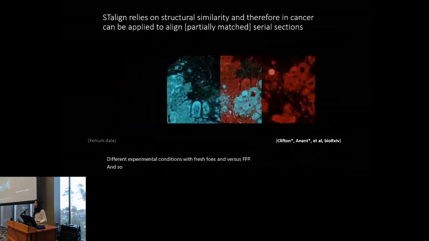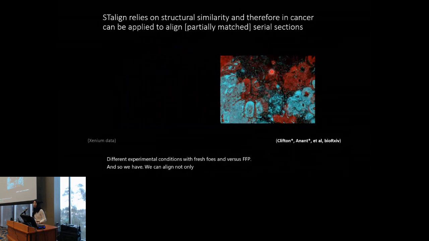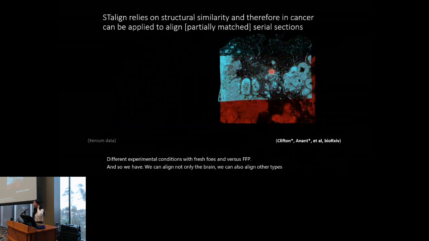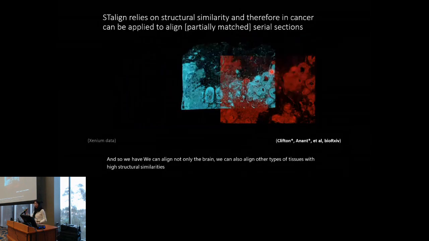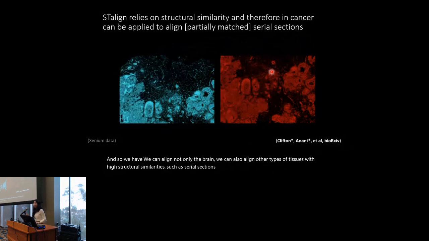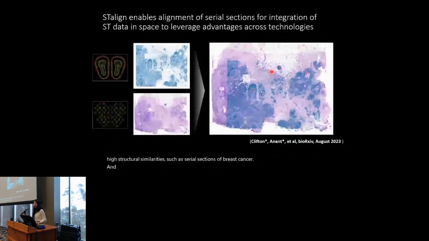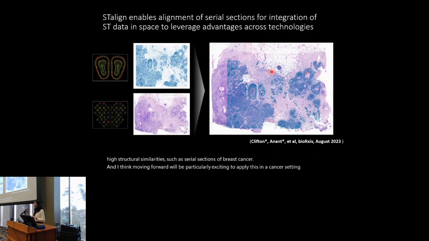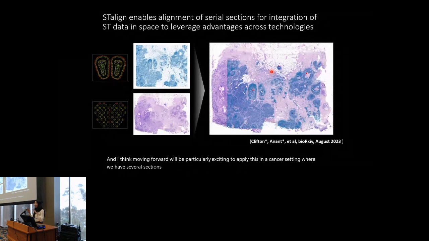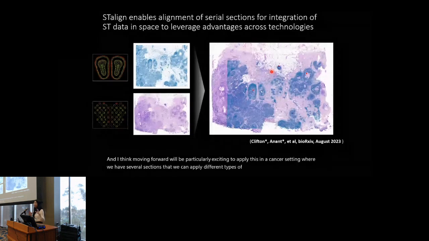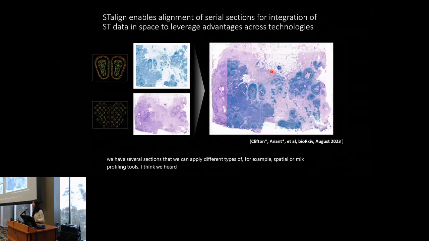We can align not only the brain, but also other types of tissues with high structural similarity, such as serial sections of breast cancer. Moving forward, it will be particularly exciting to apply this in a cancer setting, where we have serial sections to which we can apply different types of spatial omics profiling tools. We heard a little bit in the earlier parts of the conference about epigenetics, so there are spatial epigenetic technologies currently being developed.